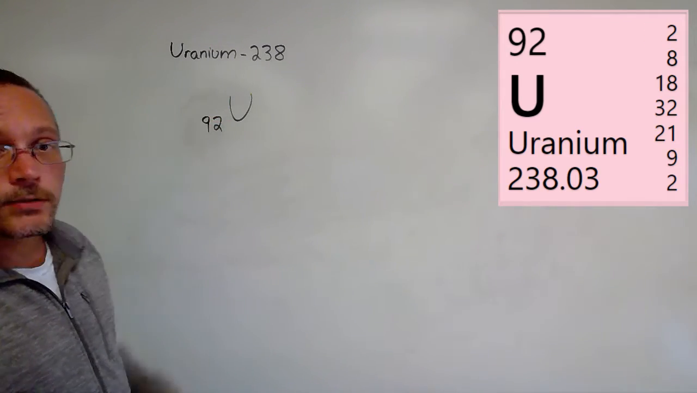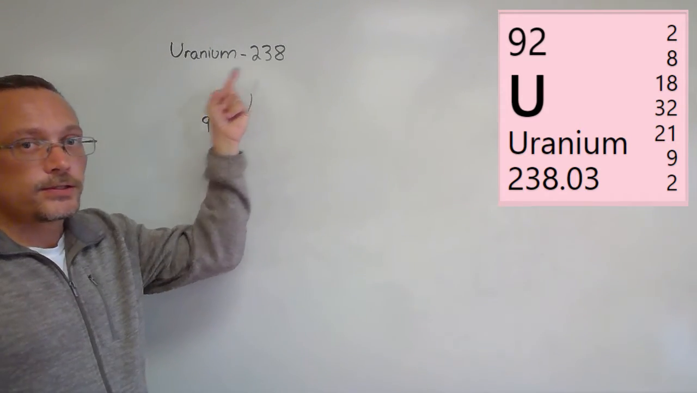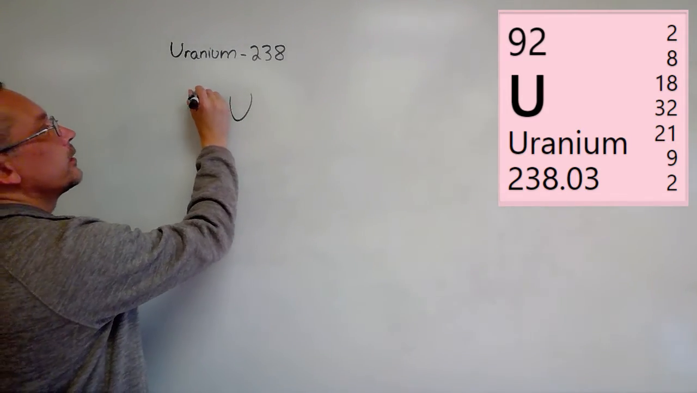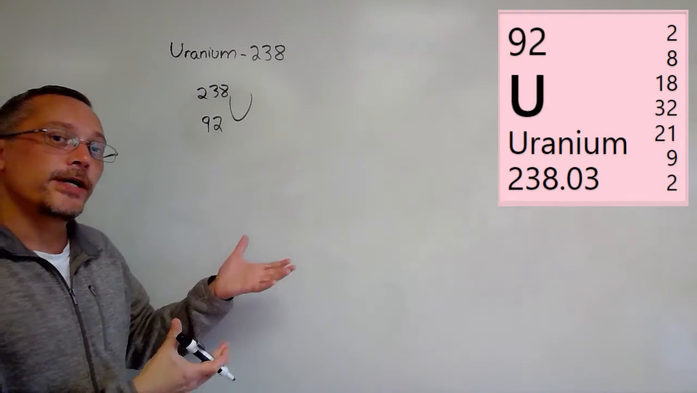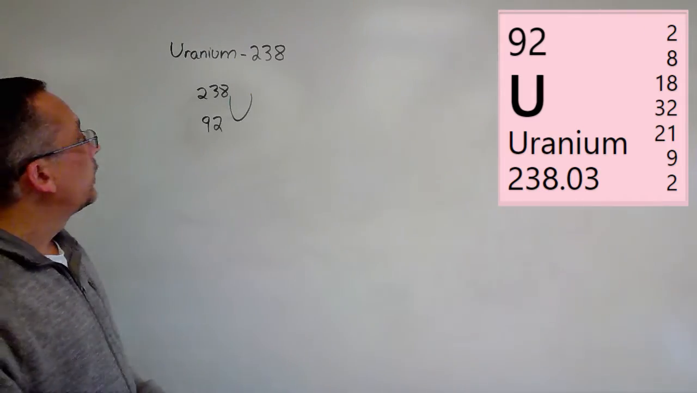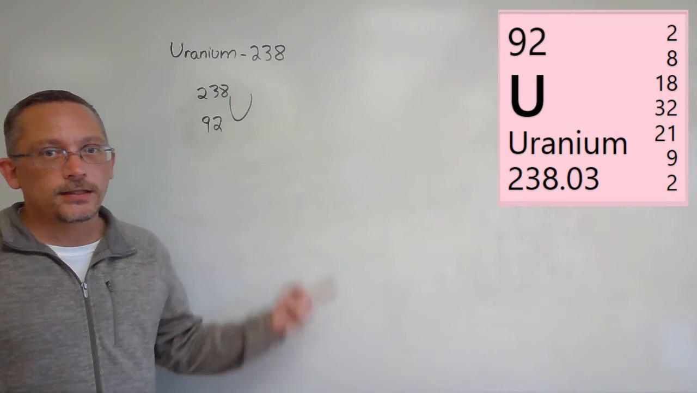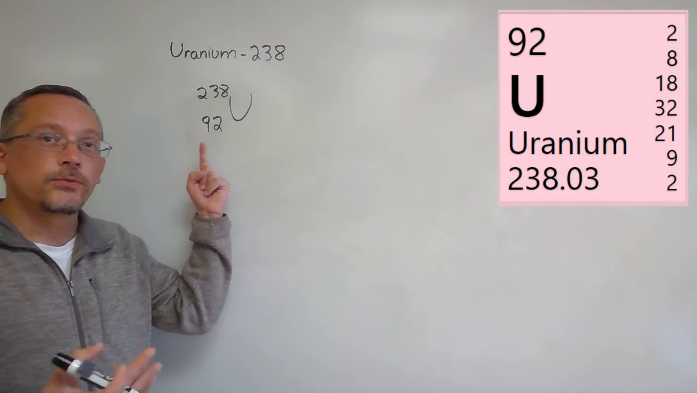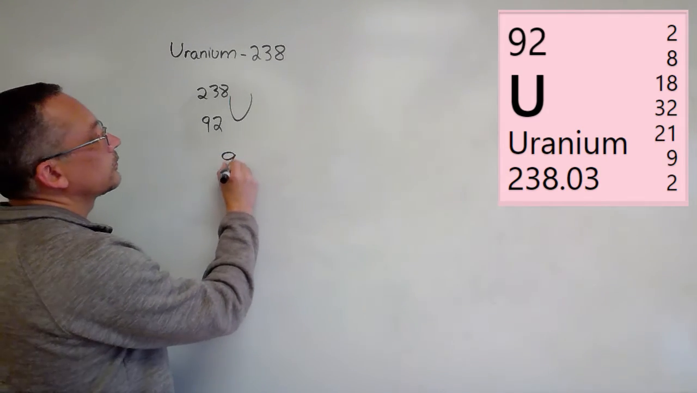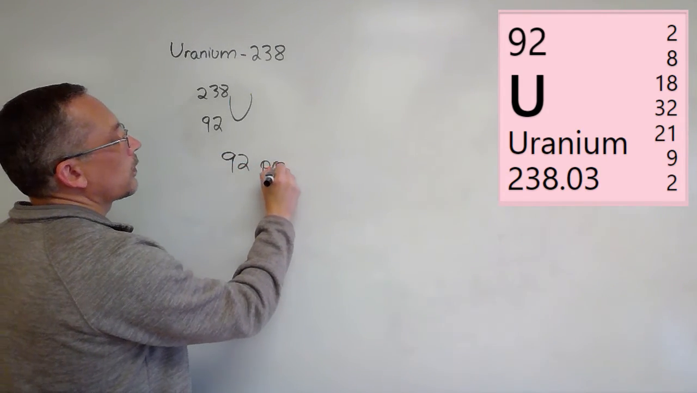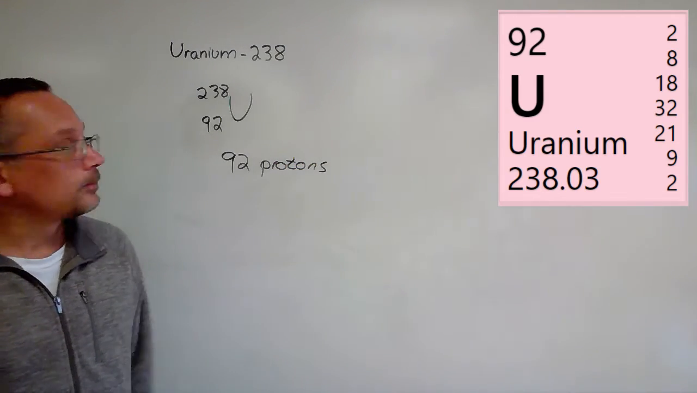Okay. What number goes on top? The mass number, which is easy because it's part of the name. You see 238 there? That is the mass number. So here we have the isotope symbol for uranium-238. Let's say we want to know how many protons are in the nucleus. Well, that's extremely easy. It's part of the symbol there. We've already looked it up. It's the atomic number. There are 92 protons in an atom of uranium.